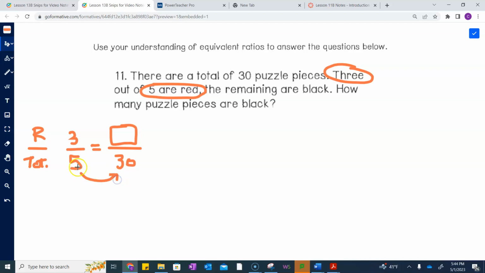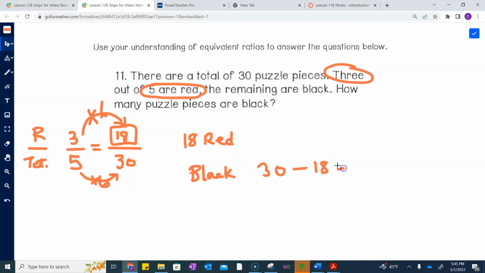To scale up my 5 total to 30 total, I need to multiply by 6. What I do to the bottom, I do to the top. I need to multiply by 6, and I get 18. That means I have 18 red pieces. Okay, and there are 30 altogether. So to find the black pieces, I would simply take my total 30 and subtract the red, which is 18, and I would get 12. That's one way to find how many pieces are black.